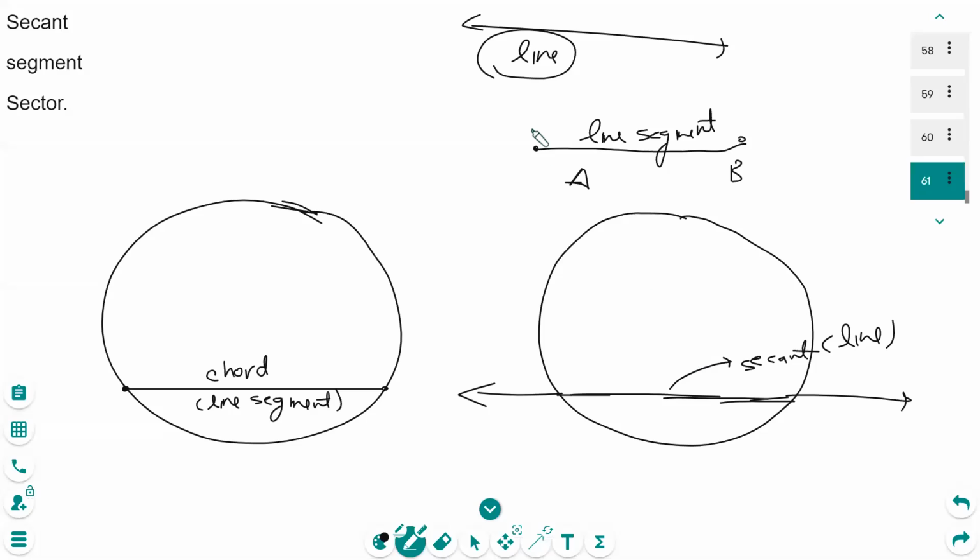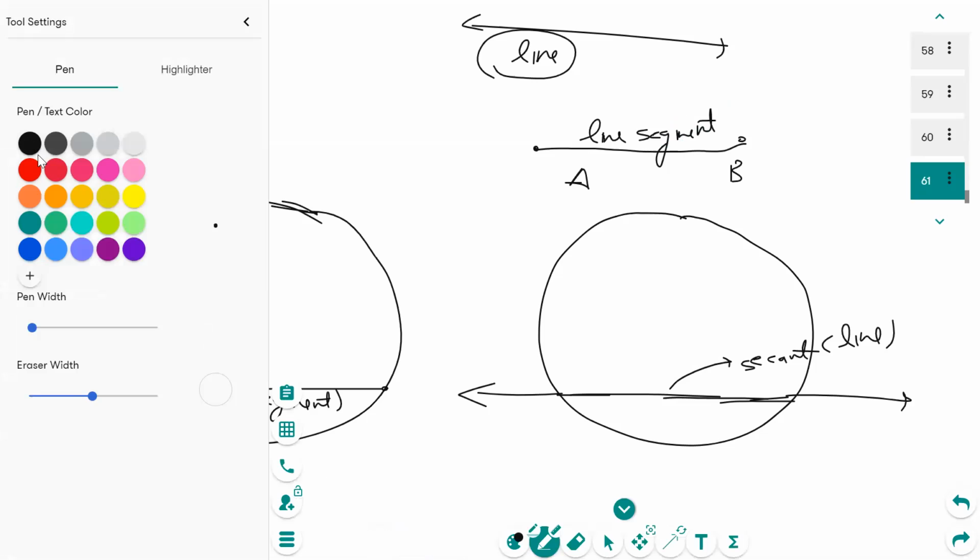Are you people getting it? What's the difference between chord and secant? It's really a basic difference. Yes, everyone, I need a yes or no. Yes, sir. Yes, sir. Yes, sir. Now, there are certain things which are generated from them.